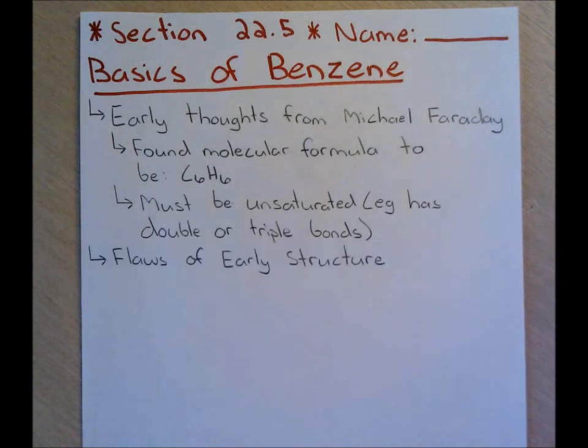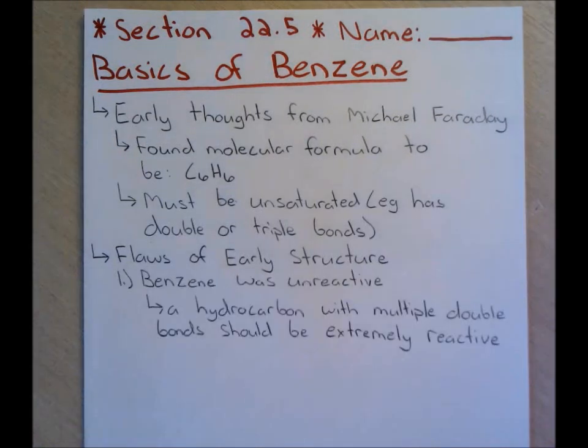The first flaw was that benzene was fairly unreactive. Now, remember, things with double and triple bonds, the alkenes and alkynes, are much more reactive than alkanes. So benzene was even less reactive than alkanes. The other thing was that when benzene did react, it actually reacted differently than most of those reactions from alkenes and alkynes, those double and triple bonded molecules that they already knew about.